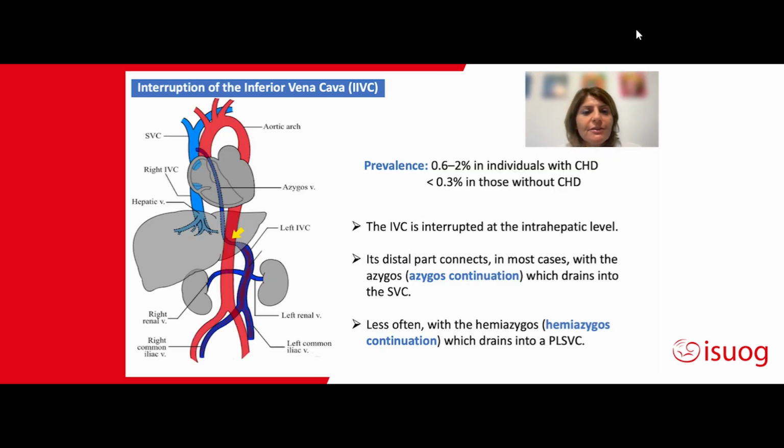Now is the turn of interruption of the inferior vena cava. The interruption is at the intrahepatic level, and the continuation in most cases is with the azygos vein, which drains into the superior vena cava. Less often the continuation is with the hemiazygos, which drains into a persistent left superior vena cava.